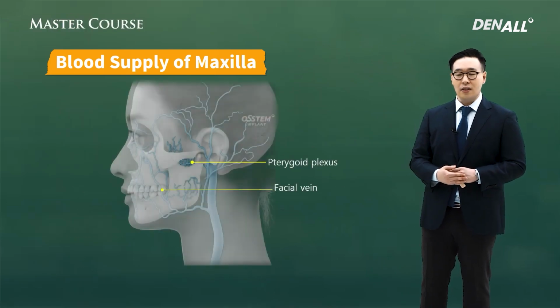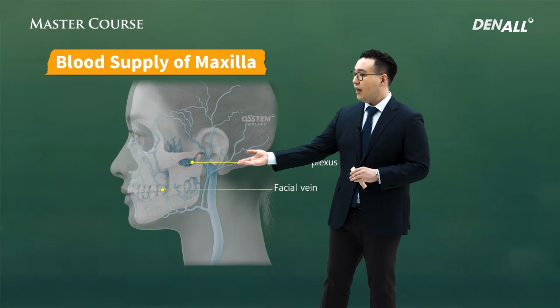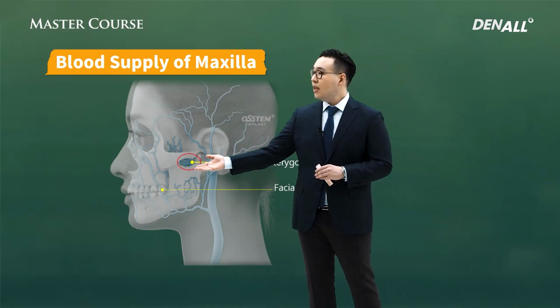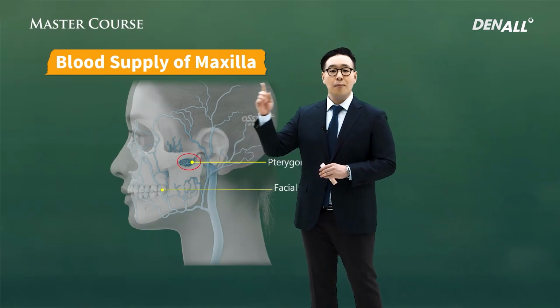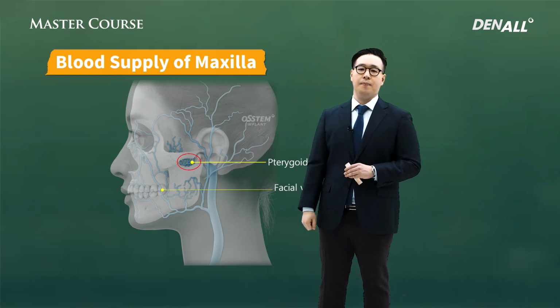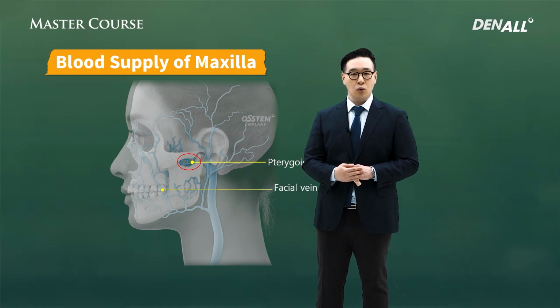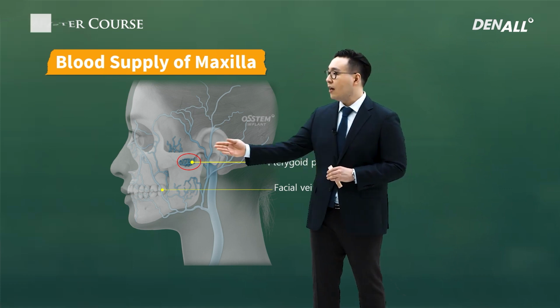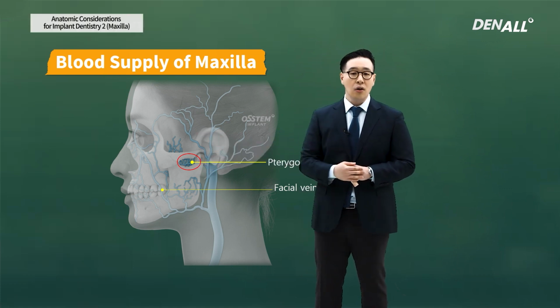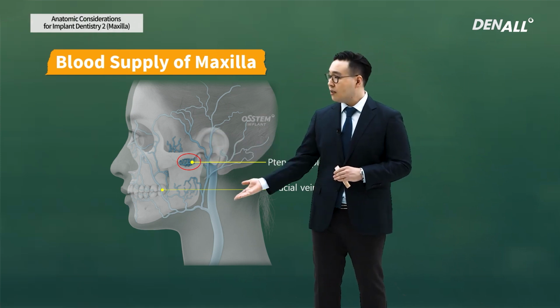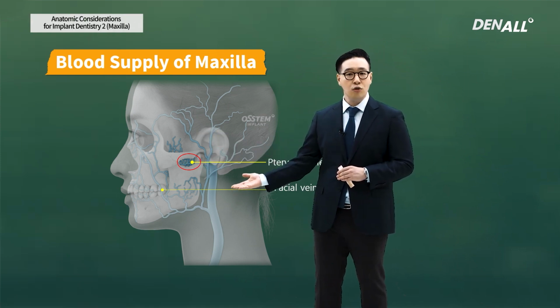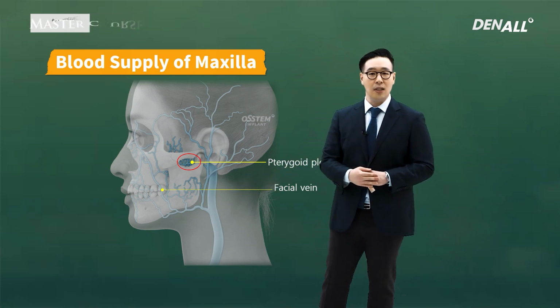And also in terms of veins, as you can see, the pterygoid plexus is something that you have to remember. When placing an implant on the upper posterior part or for sinus grafting, if you use blocks or if you have too deep a vertical incision, then you could touch this pterygoid plexus, resulting in heavy blood loss. So you have to be very careful.